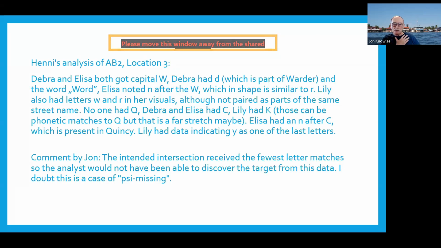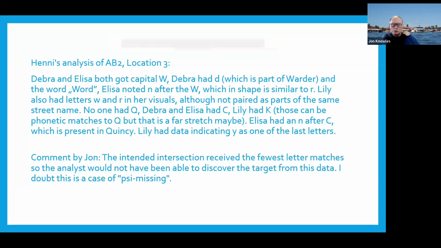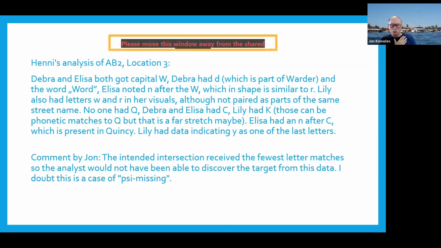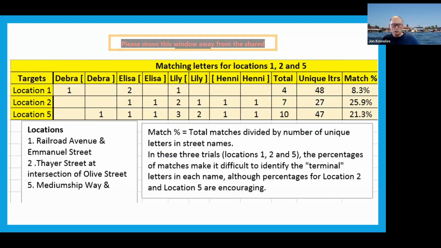So Henni's analysis is as follows here. Debra and Elisa both got capital W. Debra had a D, which is part of water, and the word word. Elisa noted an N after the W, and so forth. And Lily can talk more about this if she wants to after the slideshow. So my comment was that the intended intersection received the fewest letters, so the analyst really didn't have a chance to choose the correct choice. This is just one experiment, but in this particular case, it would not have been useful.